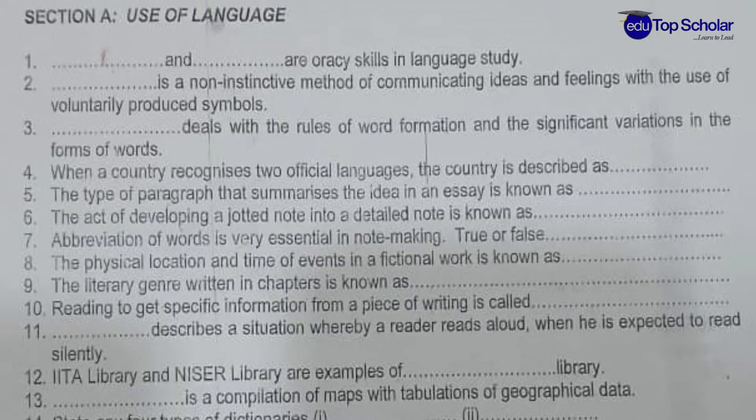Okay, the next one. Reading to get specific information from a piece of writing is called, I need that answer from you too. Remember we discussed five major types of reading, which are skimming, scanning, extensive reading, intensive reading, and study type of reading. Which of them are they referring to here? What are the answers? All right, I have seen scanning. Scanning is the correct answer, when you scan to locate a particular information. So reading to get specific information from a piece of writing is scanning.